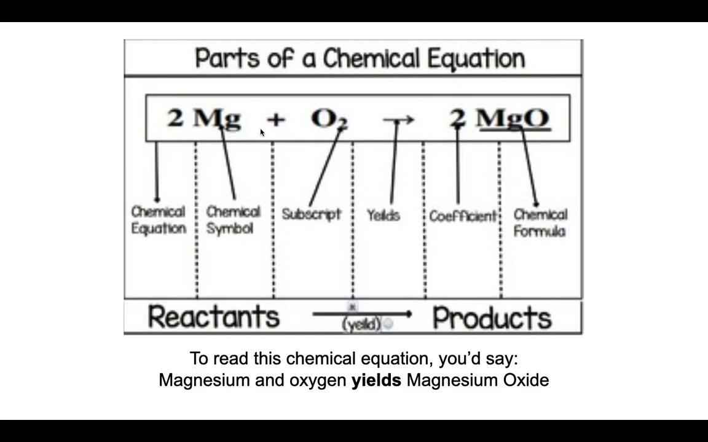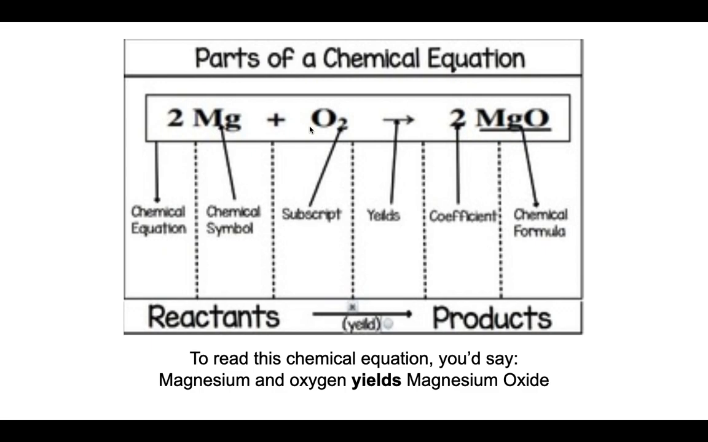So we've got magnesium, we've got molecular oxygen, then we've got this arrow. This arrow means yields, and basically it acts as that equal sign from math. It tells us that we've got everything on the left turning into everything on the right.